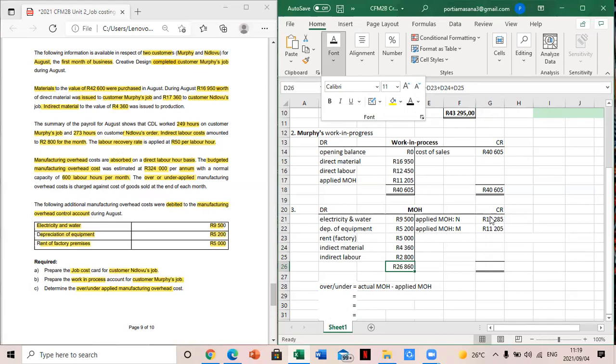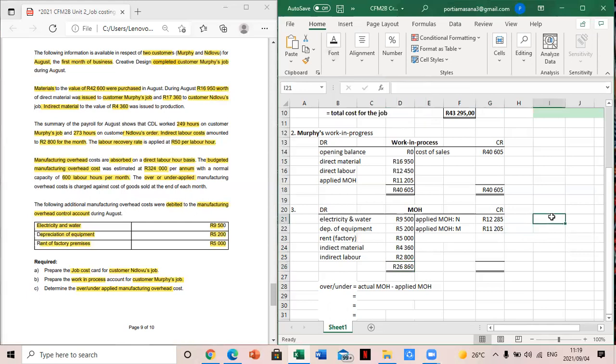26,860. So, okay, to get the total for these two, we're going to take the 12,285 plus the 11,205. Okay, sorry about that, I don't know what happened. It's going to give us a total of 23,490. So as you can see, this side is lesser.